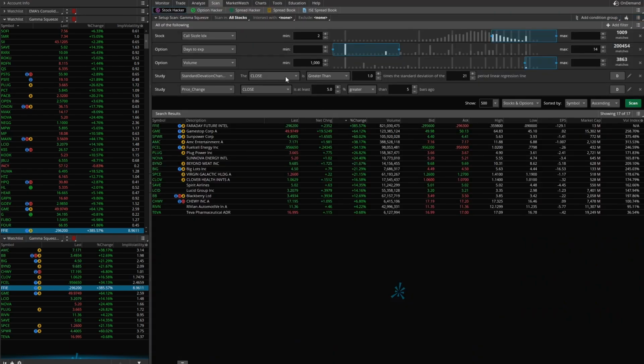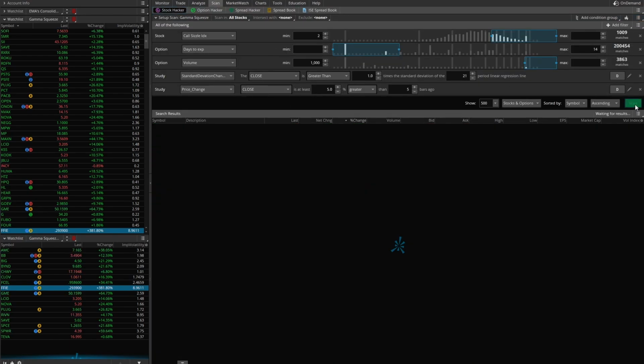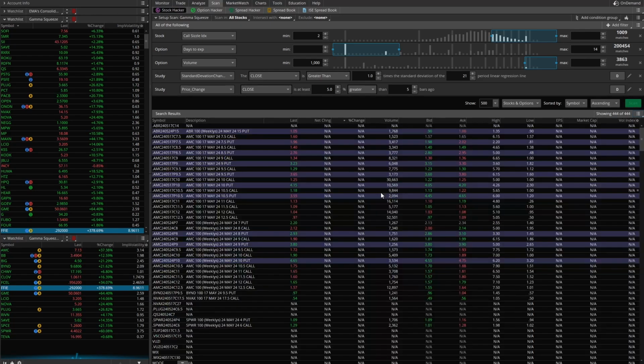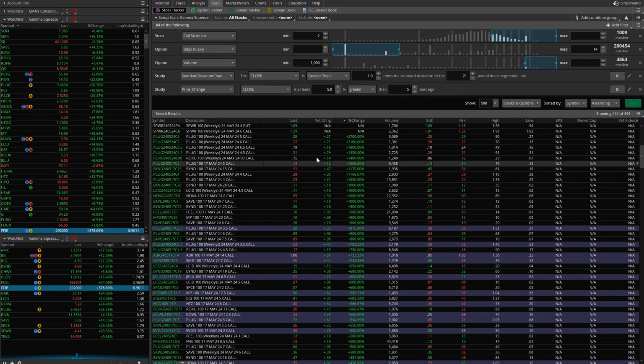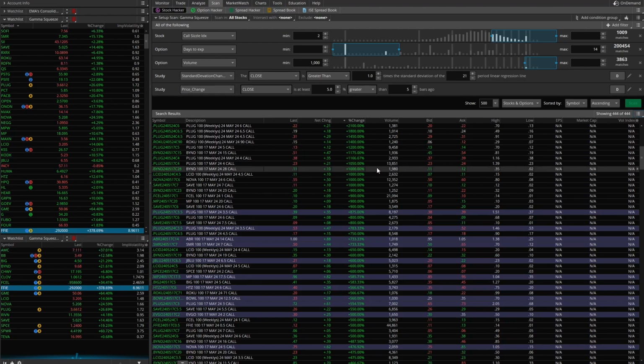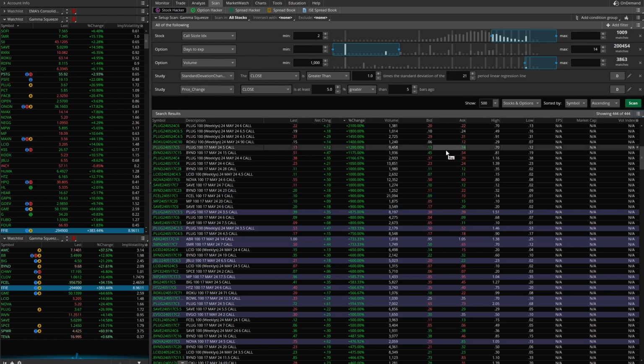But with this scan right here, let me actually hit scan. It'll bring up stocks, and it'll bring up the actual contracts for those stocks before people really start talking about some of these stocks. So it's a good way to get in 1 to 2 days early before it hits this scan right here.